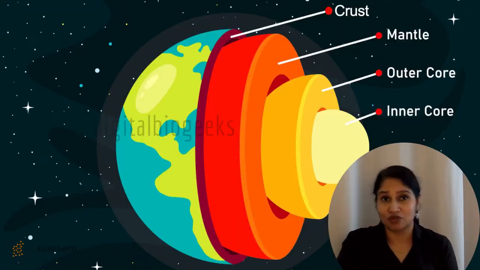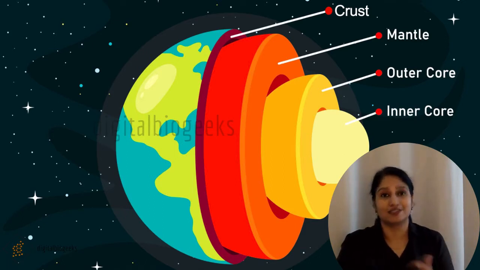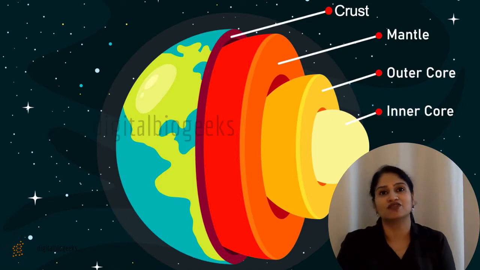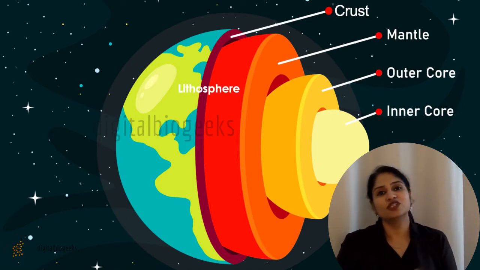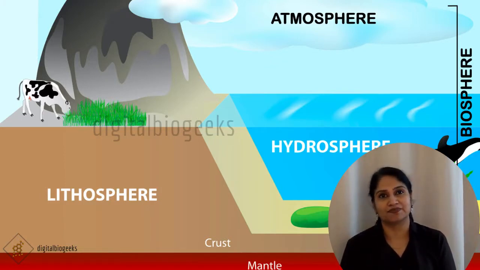Earth has mainly three layers: crust, mantle, and core. The outer thin shell of Earth is known as the crust. The brittle crust, along with the top part of the mantle, is known as the lithosphere. Lithosphere is the coolest and the most rigid part of Earth.